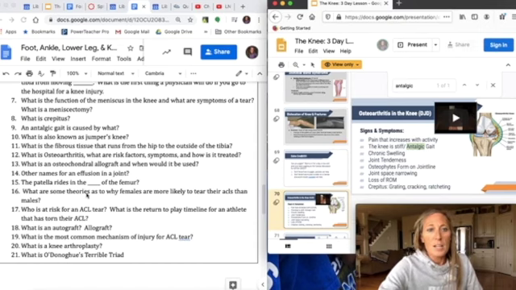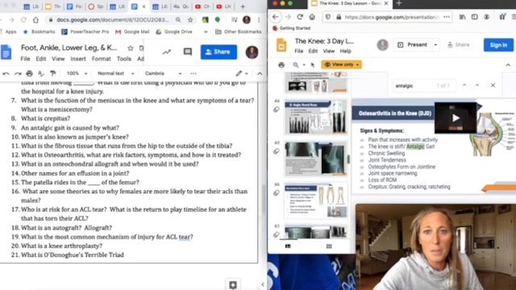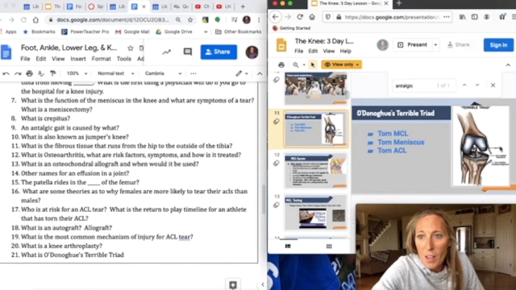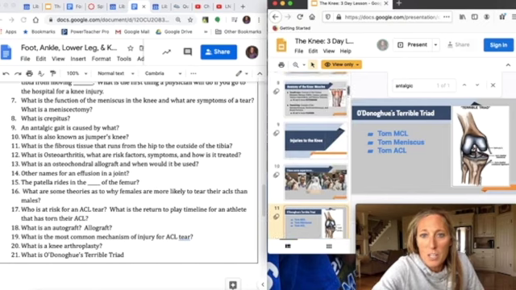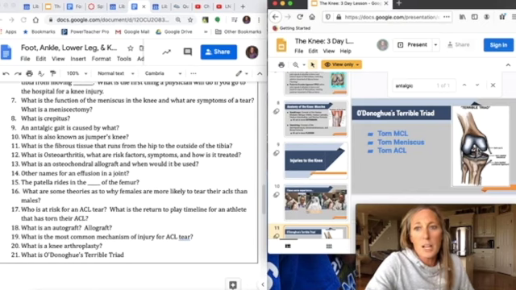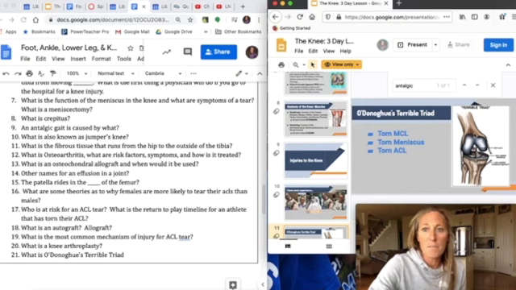Number 15, the patella rides in the blank of the femur. If we go back up to our anatomy, which was at the beginning of our notes, this right here is called the trochlear groove. I'm not sure which slide that's on, but we can see the trochlear groove right here. So the patella rides in the trochlear groove of the femur.